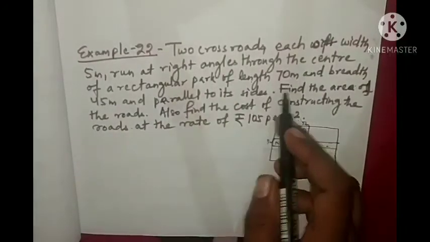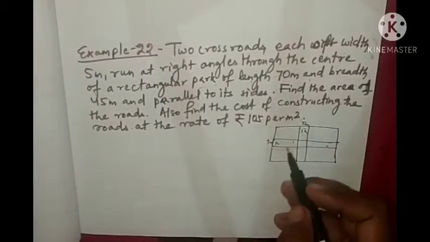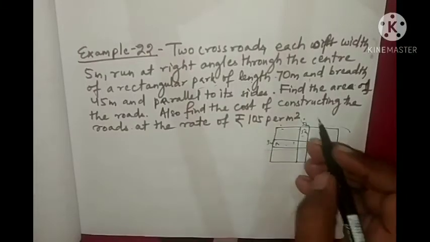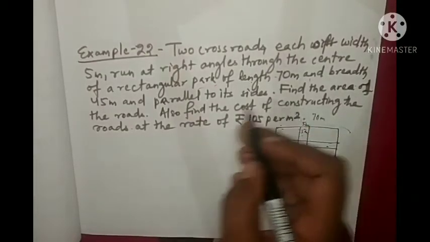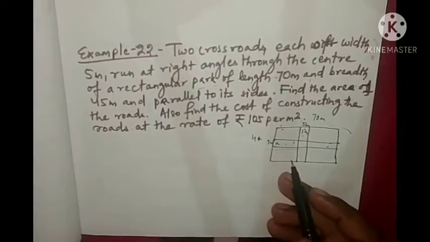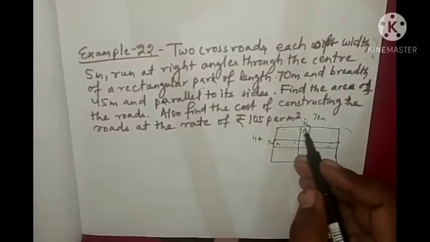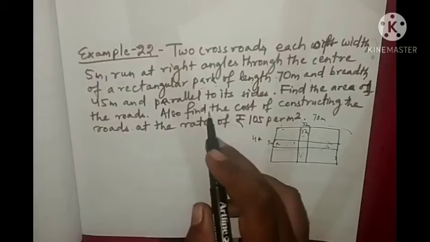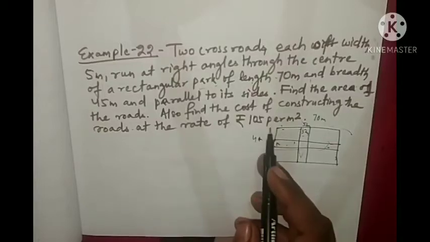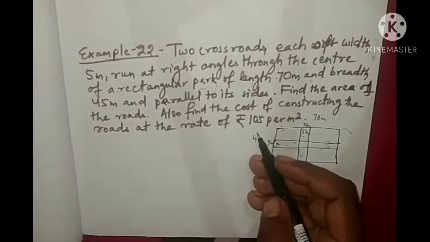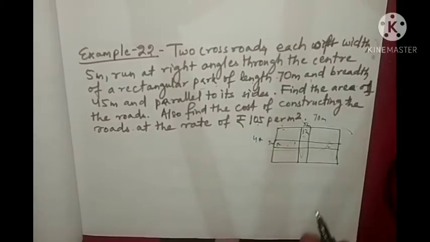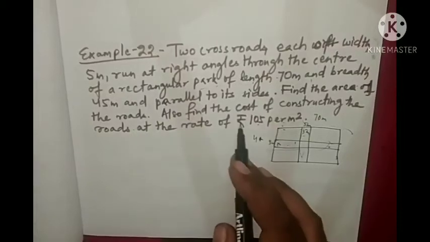Next, the rectangular park has a length of 70 meter and a breadth of 45 meter, and the roads are parallel to its sides. Find the area of the roads. Also find the cost of constructing the roads at the rate of 105 rupees per square meter. For per square meter it needs 105 rupees.